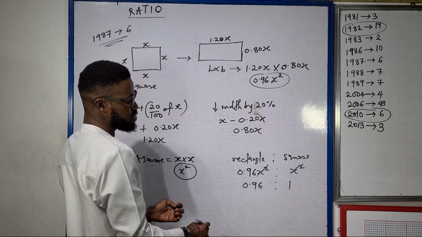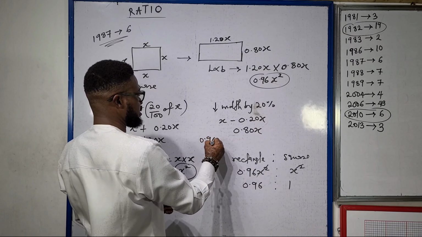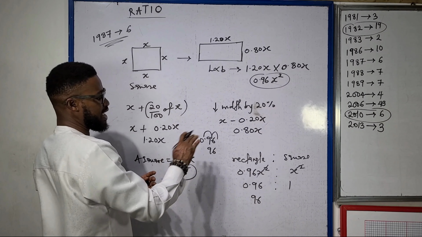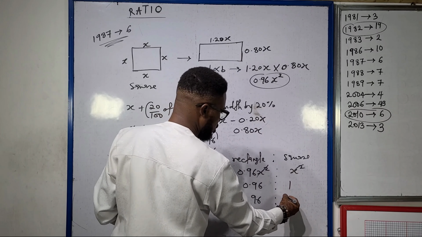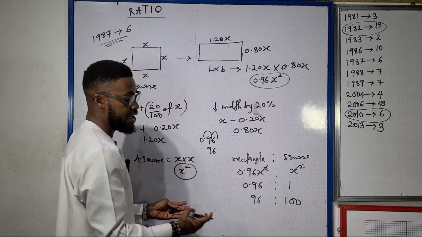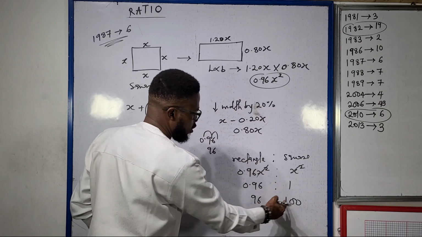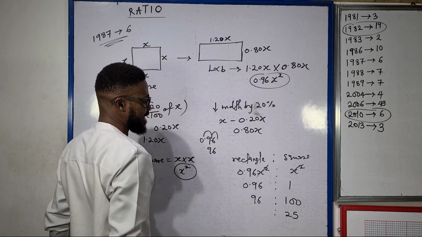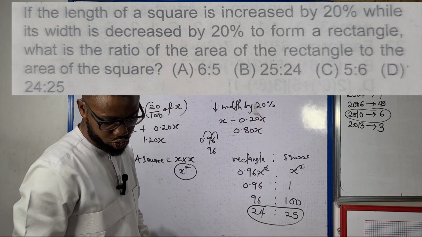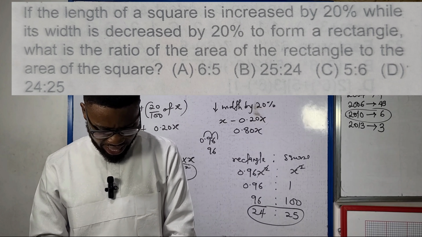Now this is in decimal, we want it in whole number. To get 0.96 to become a whole number, you move the point two places, that is 96. If you move the point here, it's also going to give you 100. So this is not simplified yet. Dividing by 4, 4 into 96 is 24, and 4 into 100 is 25. So the answer here is 24 ratio 25. You look at that question 6, that is option D, and that ends that.